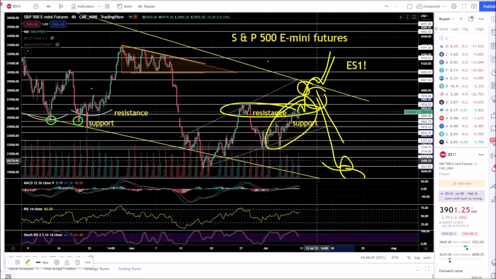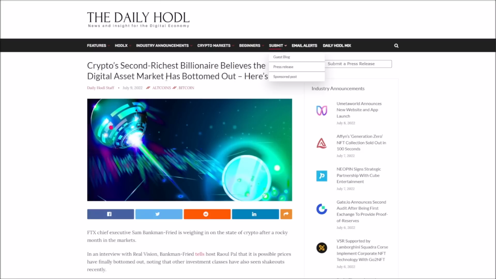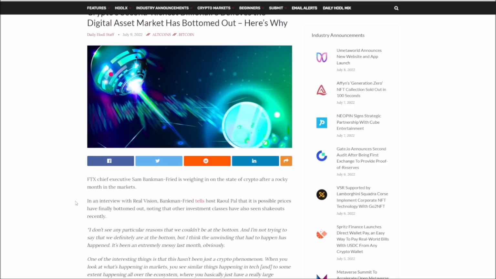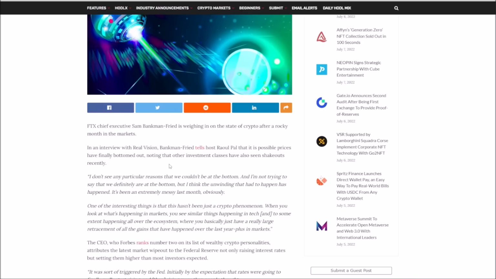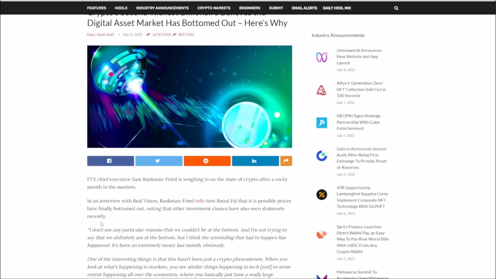This is it. This is the biggest financial opportunity of our lifetime. Period. The second richest crypto billionaire, Sam Bankman-Fried, the FTX founder and CEO, believes that the digital asset market has bottomed out. And again, I don't go on what people believe, but obviously the charts have shown us this bounce was quite possible. Essentially, in this interview, he's saying that Bitcoin is close to its bottom. It's kind of bottomed out.